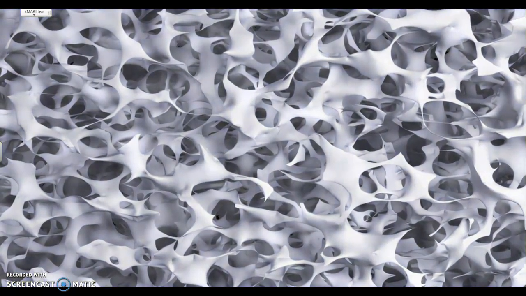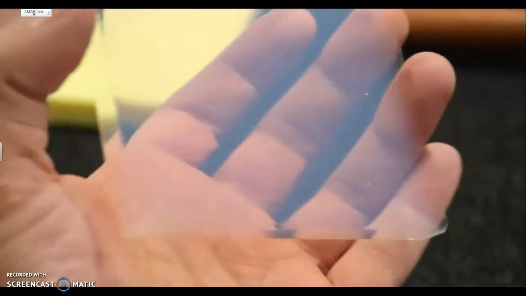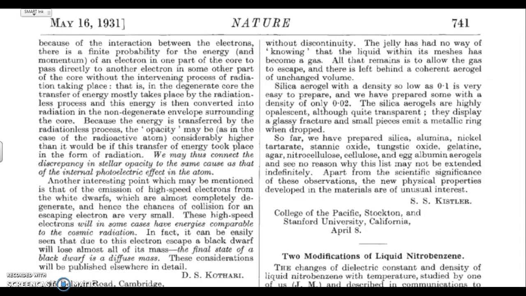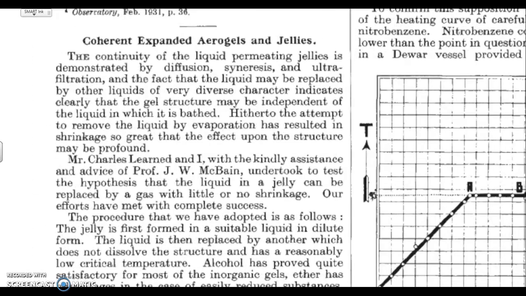So once you depressurize the vessel, that solid skeleton, that 1% of the mass of the gel, is left behind intact, except for where there was liquid in the pores before is now gas. And that solid skeleton, that nanopore solid, is what we call aerogel. Kistler published his findings in Nature in 1931.